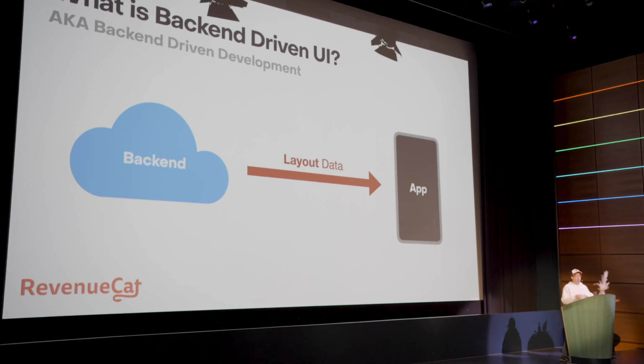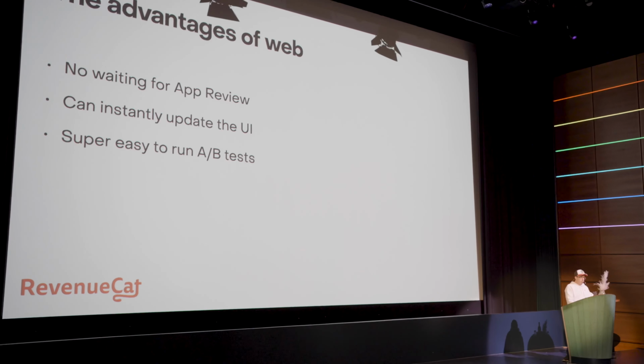A normal app, every single one of our apps is probably just a UITableView, or now it's not UITableView, now it's a SwiftUI List. But it's not just taking data and spitting it into a list, but actually determining how those things look. So if we go back to our advantages of the web here, if you're sending layout data now through the backend, now you don't have to wait for app review to make changes. You can instantly update the UI, and then importantly, you can do A/B testing this way.